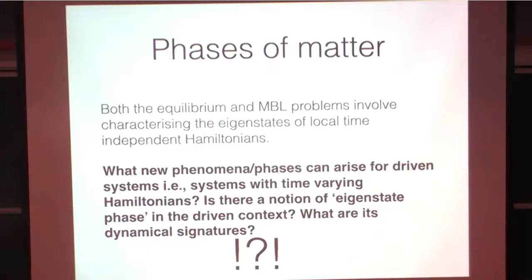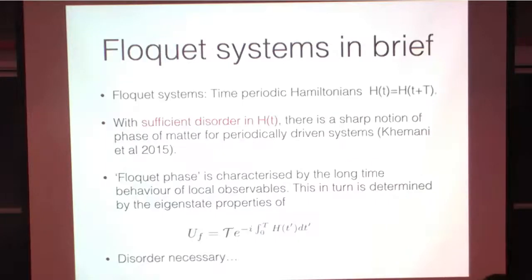The Hamiltonian depends on time. Is there a sharp notion of phase in such situations? Is there a generalization of eigenstate phase? And most importantly, what are the telltale dynamical signatures of such phases? So it turns out that rather surprisingly, for time-dependent Hamiltonians which vary periodically in time, we call those Floquet Hamiltonians, there is indeed a sharp notion of phase of matter.